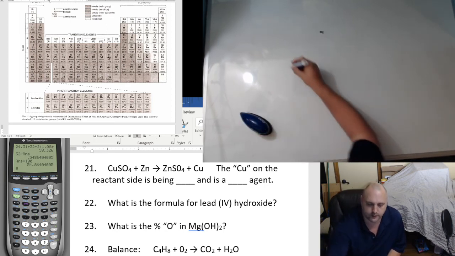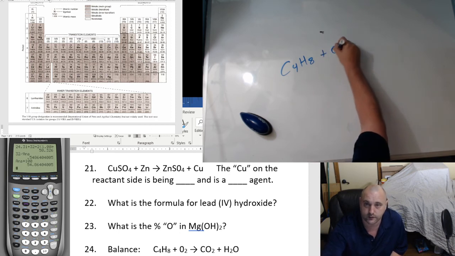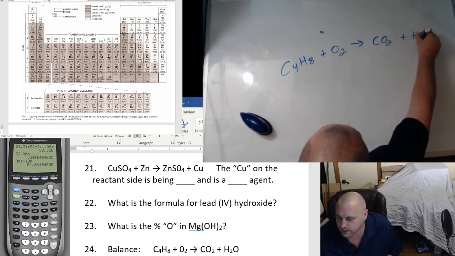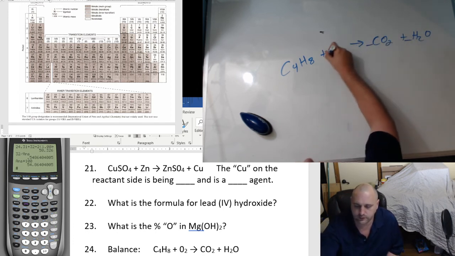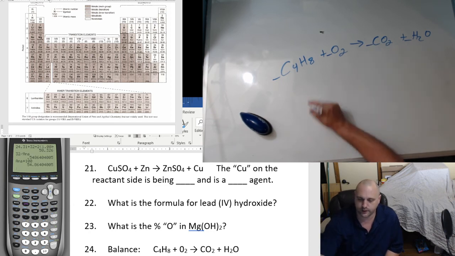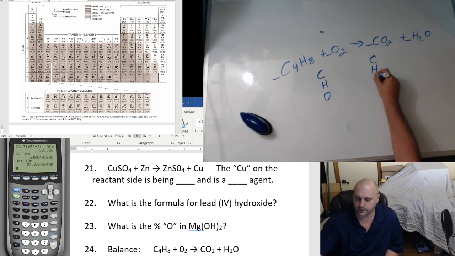Another balancing. C4H8O2 combustion reaction. 1, 2, 3, 4: one before the plus, one after each plus, one after the arrow. Let's do this long form. Very good. You see how quickly these go.